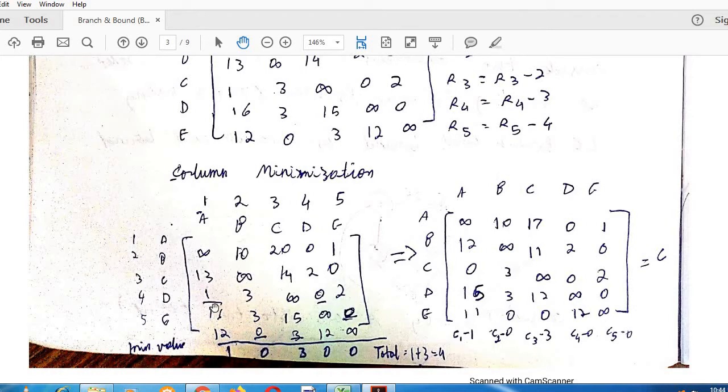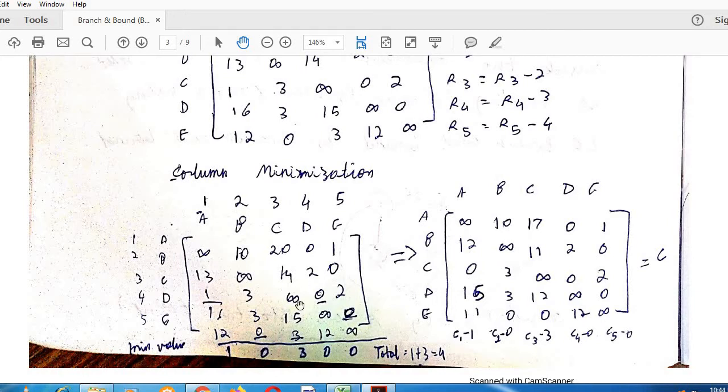Here also I will subtract each column element with its corresponding minimum value. The first column elements will all be subtracted with the minimum value of 1. When I subtract 1 from infinity, it will be infinity only. 13 minus 1 is 12, 1 minus 1 is 0, 16 minus 1 is 15, 12 minus 1 is 11. That is how I get the values in the first column. If I subtract with 0, no change will happen.